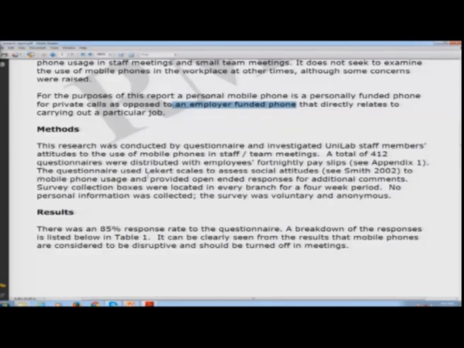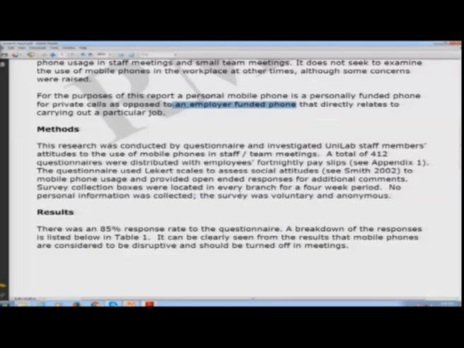The questionnaire used Likert scales to assess social attitudes, see Smith 2002, to mobile phone usage and provided open-ended responses for additional comments. Survey collection boxes were located in every branch for a 4-week period. No personal information was collected. The survey was voluntary and anonymous.